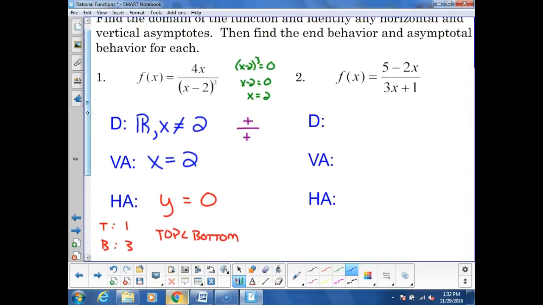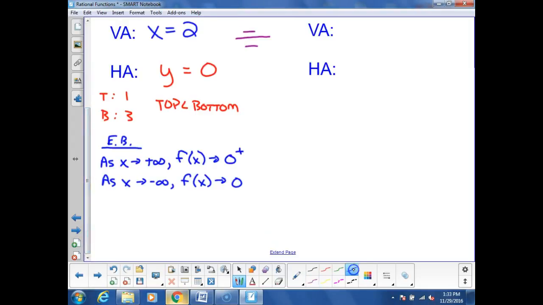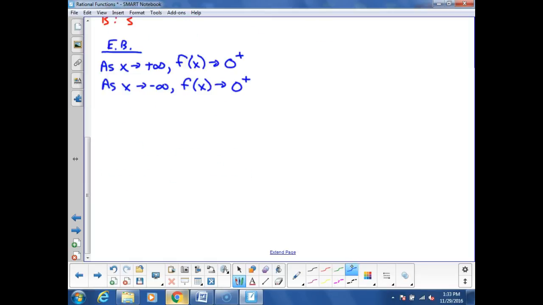Now, let's go the other way. Now we put in a huge negative number. 4 times a huge negative number is negative. A huge negative number minus 2 more is a slightly bigger huge negative number. And I cube it. The cube of a negative is still negative. So I've got a negative divided by a negative, which is positive. So this one also approaches 0 from above. Now we have to figure out our asymptotal behavior.